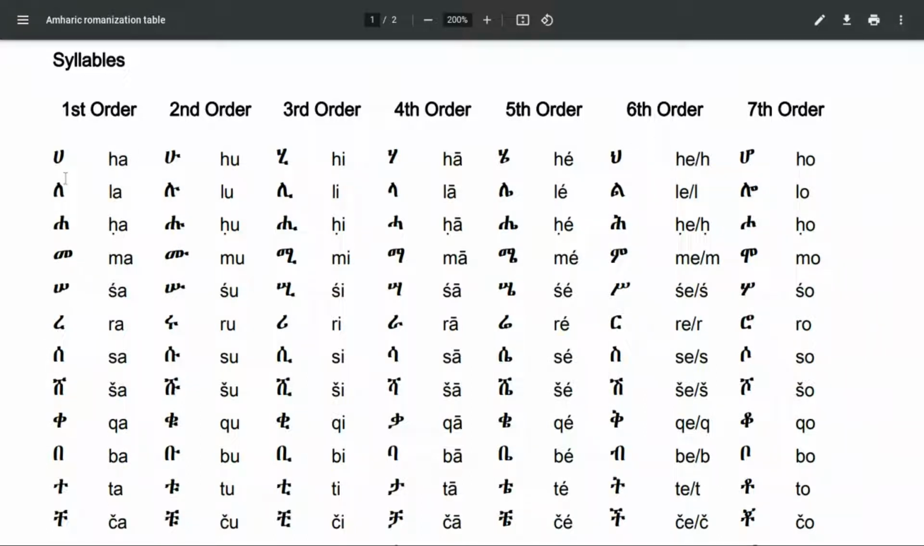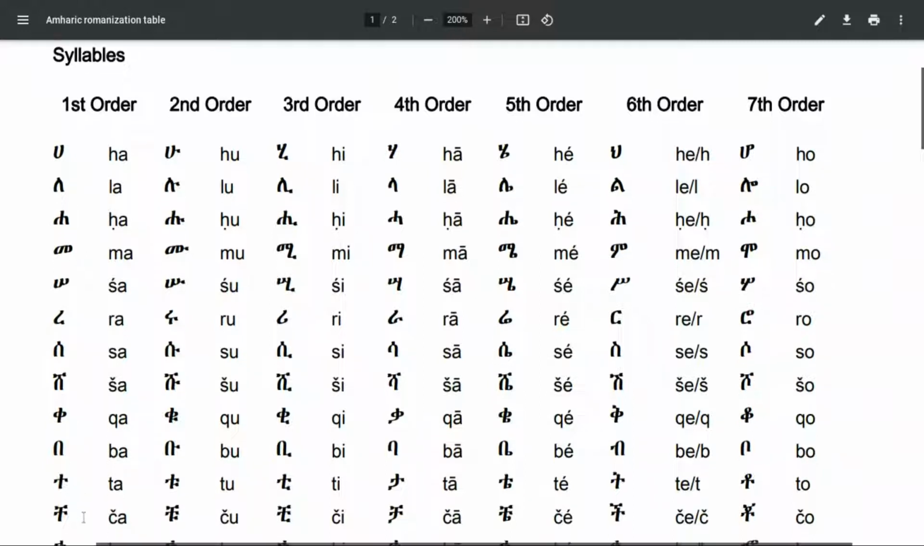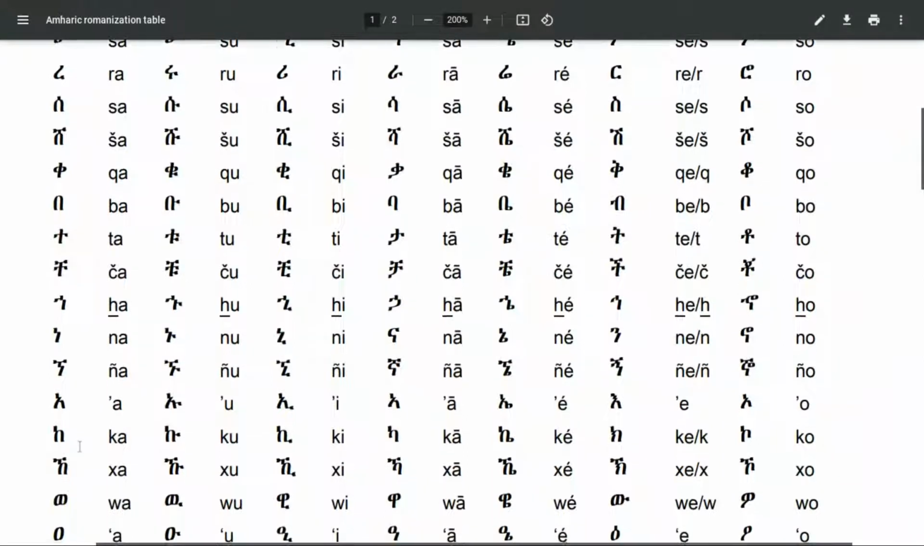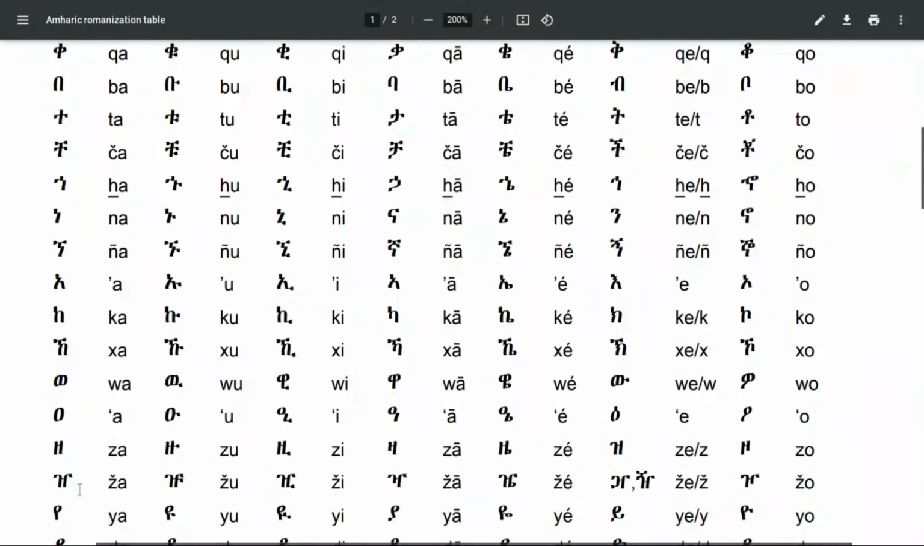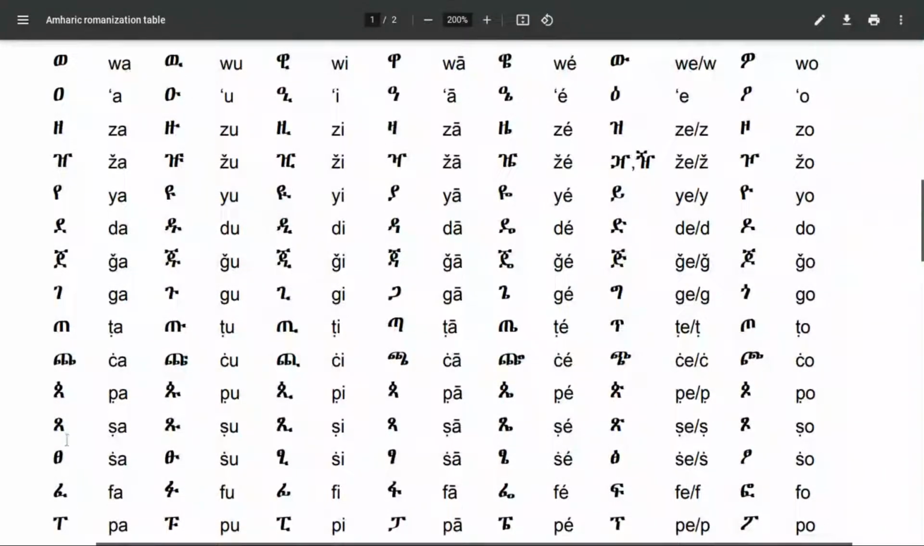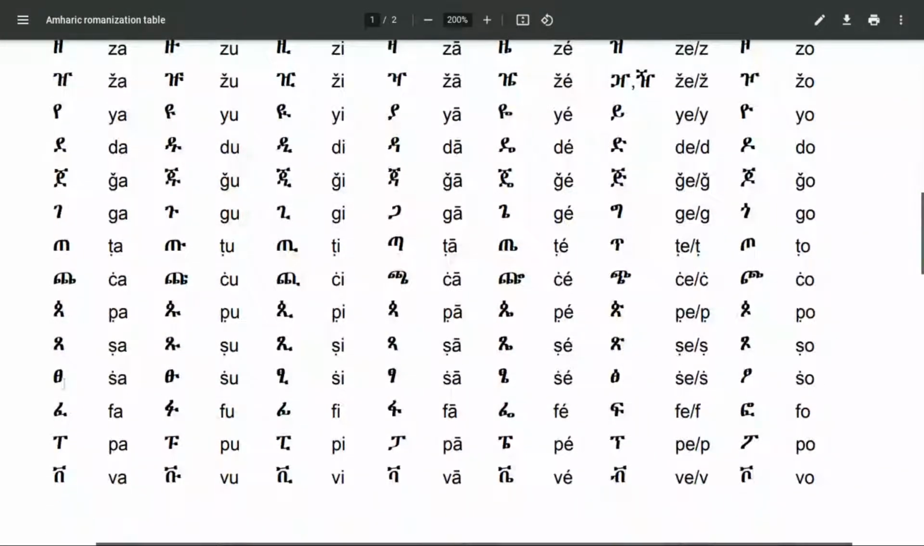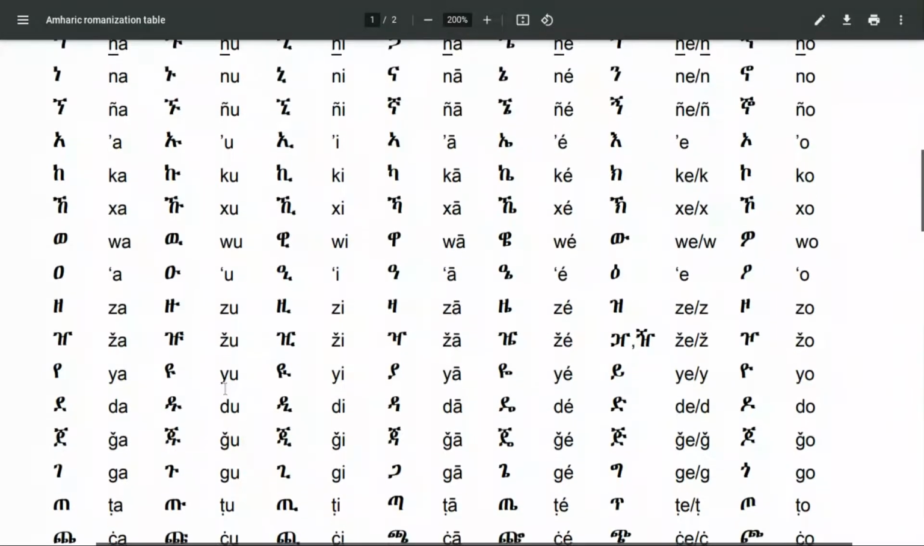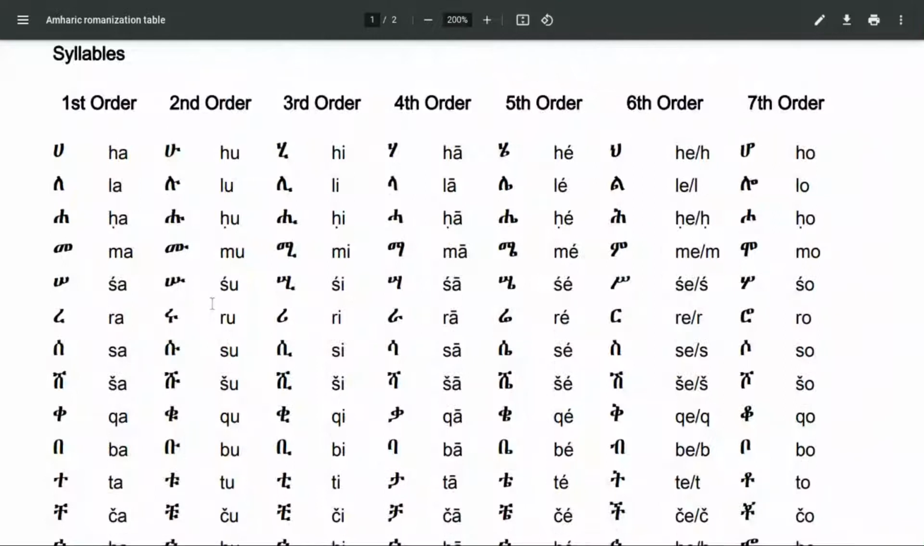So the first one is ha, le, ha, me, sa, re, she, ke, be, te, che, ha, ne, nye, a, ke, ha, we, a, ze, je, ye, de, je, ge, te, che, pa, sa, sa, fa, pa, va. P and V are from the English language. They are Latin letters. So let us practice with me. You have to repeat after me.